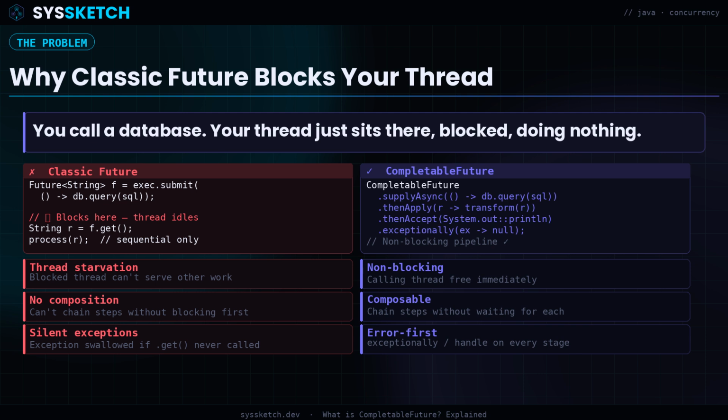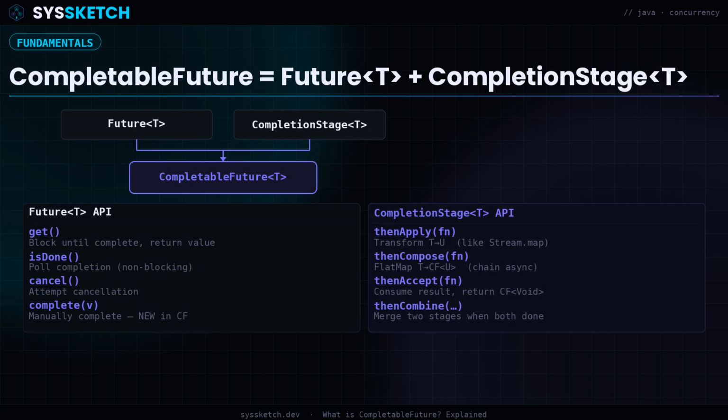But the moment you need to compose results, chain calls, or respond to failures with alternative logic, classic Future forces you into deeply nested callback hell or sequential blocking. CompletableFuture was designed to escape that. CompletableFuture is both a future and a completion stage. The future side gives you the result when it is ready. The completion stage side lets you register callbacks that run when it completes and chain them into a pipeline.